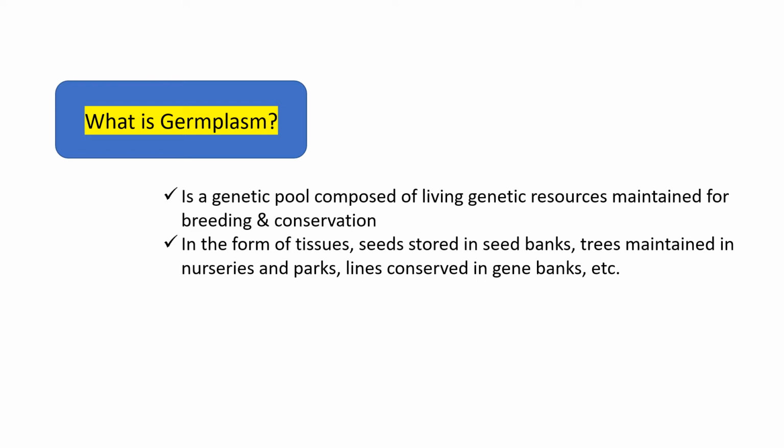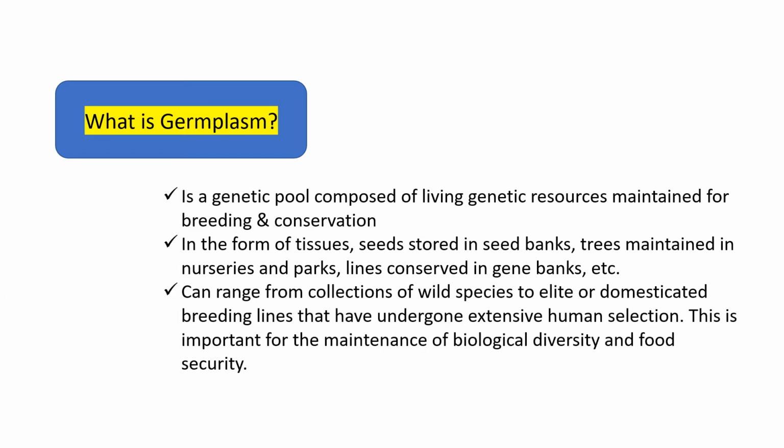And germplasm collections may also be in the form of trees that are maintained in nurseries or in our parks. These may also be lines that are conserved in gene banks and many other forms of collections. So this can range from collections of wild species to elite species. Elite means domesticated lines that have undergone extensive human selection. So this is important for the maintenance of biological diversity and of course for food security.